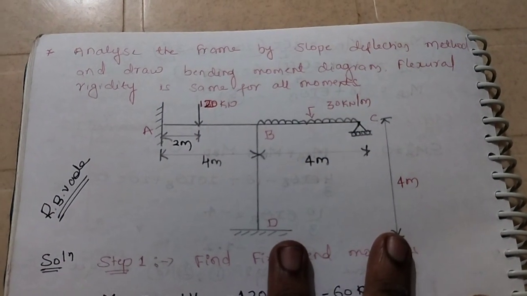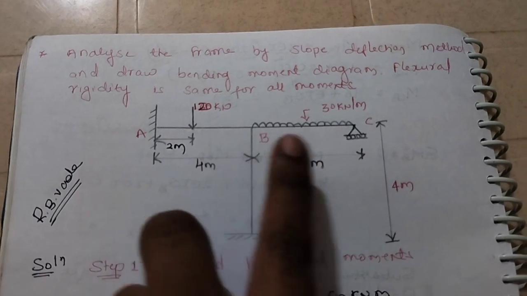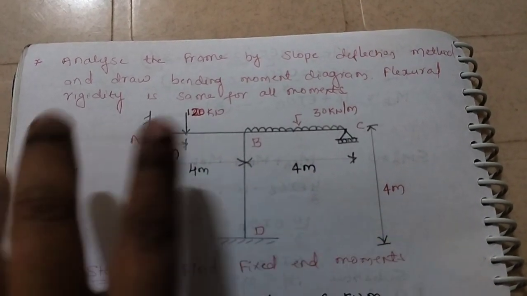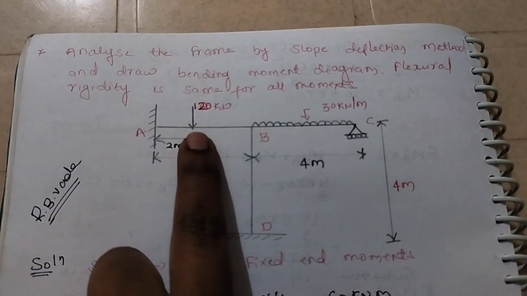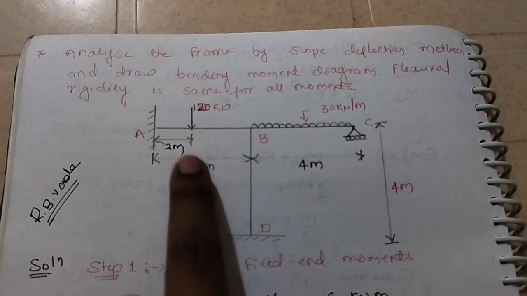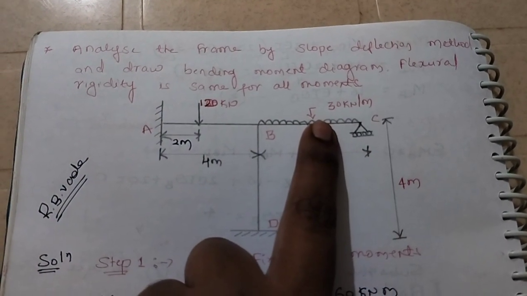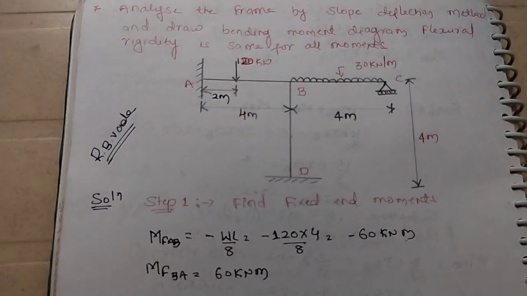For this frame, span AB is 4 meter, BC span is 4 meter and BD is 4 meter. So all the spans are 4 meter, and the load is 120 kilonewton, acting exactly at the center. For the BC span, 30 kilonewton per meter is the load. So how are we going to solve this problem?